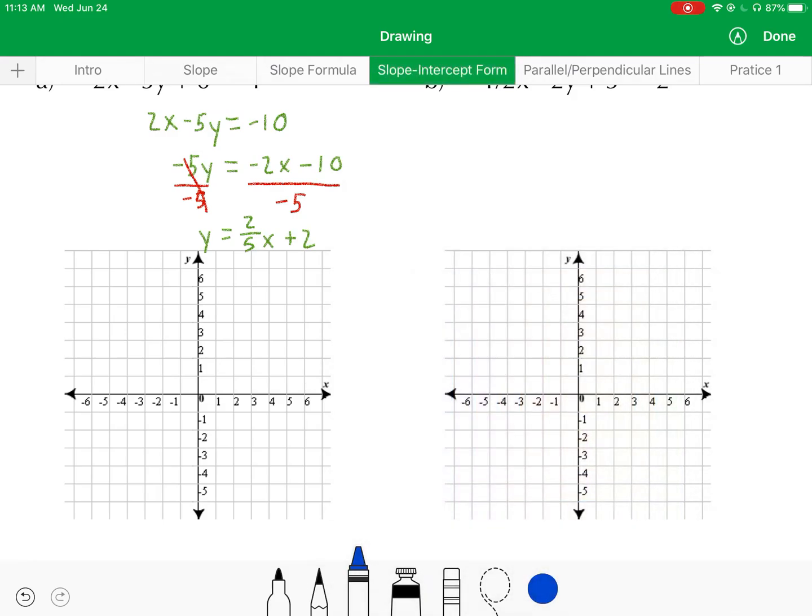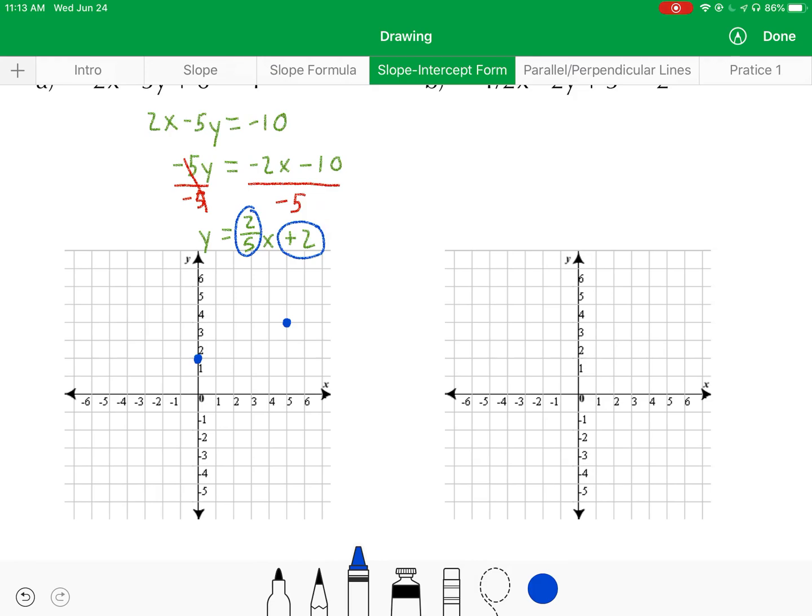So the first thing you're going to do to graph this is focus on this 2 at the end there. That's your y-intercept, which is where your line's crossing the y-axis. So you're going to put a point at 2 on the y-axis. Now you'll focus on the slope of 2/5. From this initial point we plotted, we're going to rise up 2 units and run 5 units to the right, which is the positive direction. Place this right there.